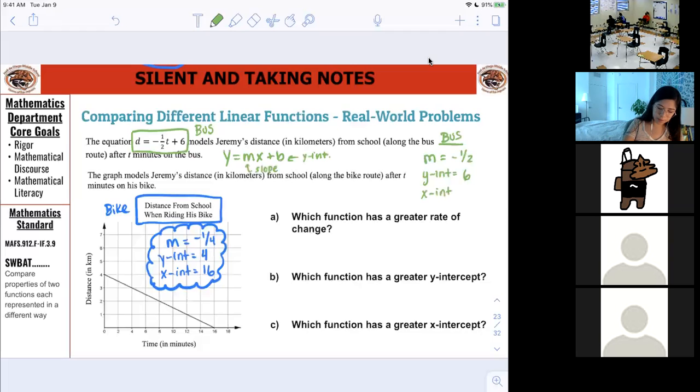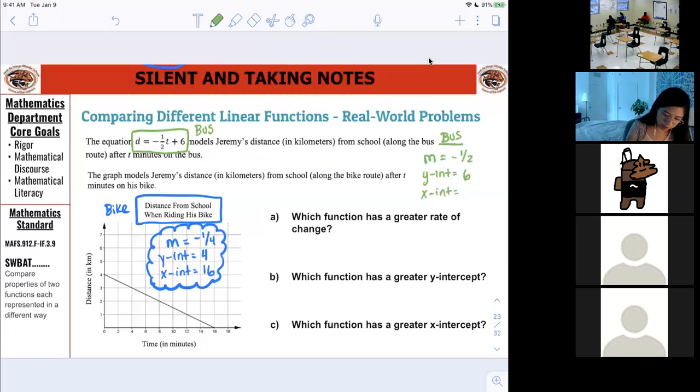So there's only one thing I'm missing, which is the x-intercept, but we know what to do. What do we do when we're looking for the x-intercept? What do I plug in? Plug in a 0. Plug in a 0 for y, I mean.